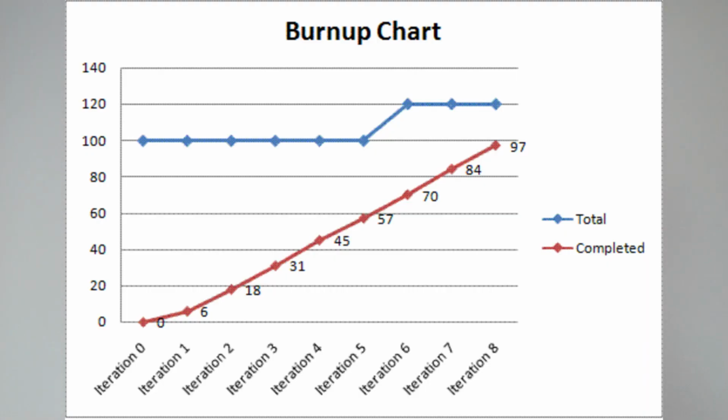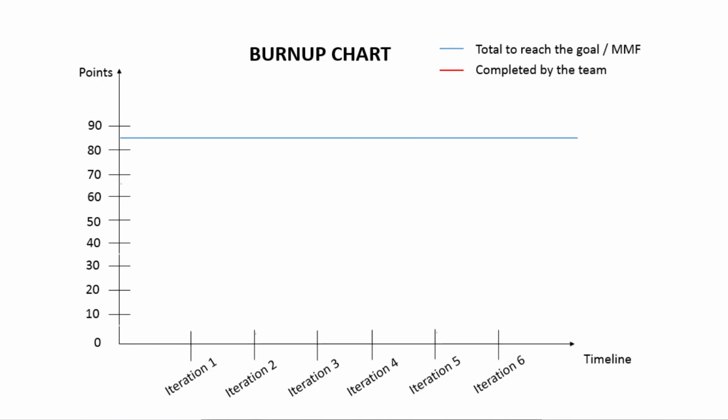The Burnup chart displays the progress of the project, and it allows us to estimate approximately when the team can reach the goal or the MMF of the project, or an important milestone or step of the project or the product. Very simple. You have two axes, the X and the Y. On the Y you will display the user story points, and on the X you will display the timeline, the different milestones, so each iteration.